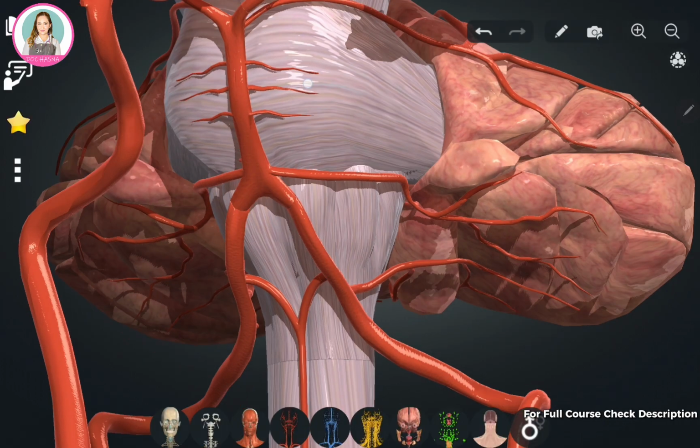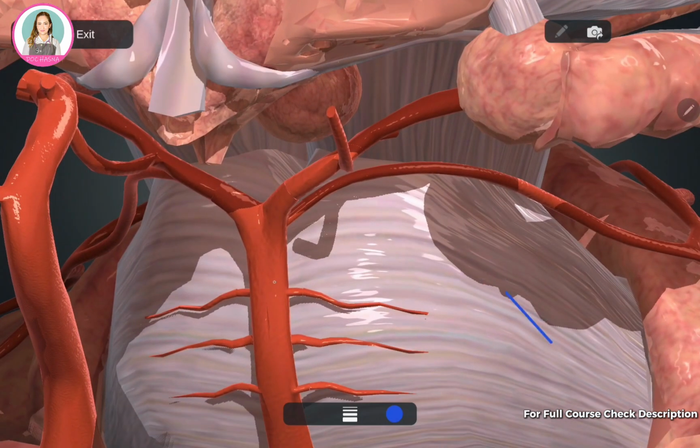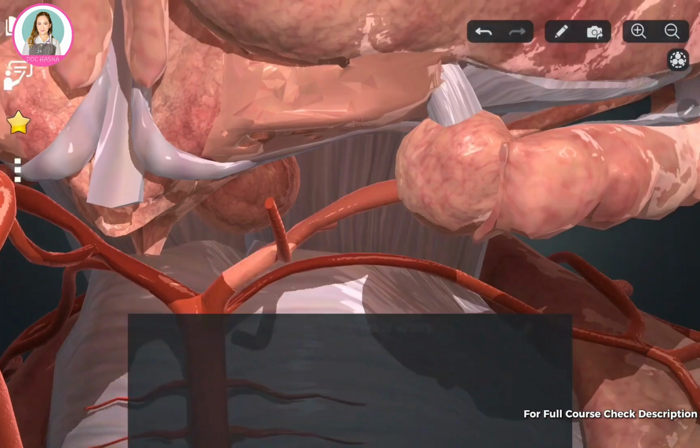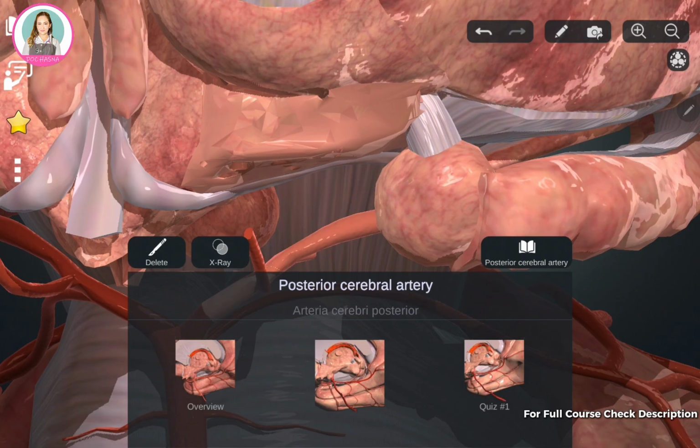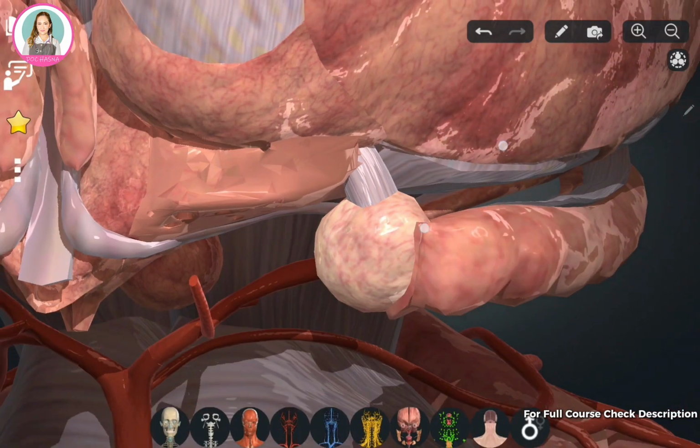Right? Now let's look higher up. Now we know the basilar artery will divide into two. One will go to one side and the other will go to the other side, and these will be called the posterior cerebral artery. Right? Let's double check that as well. Yeah, posterior cerebral artery.